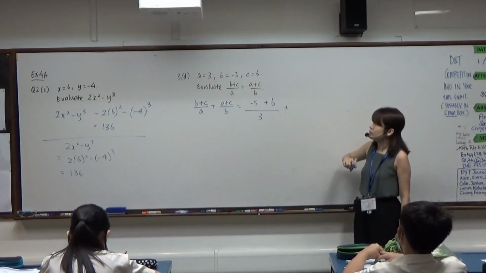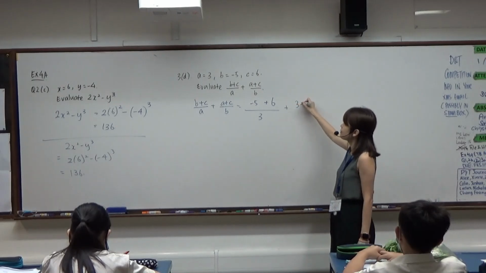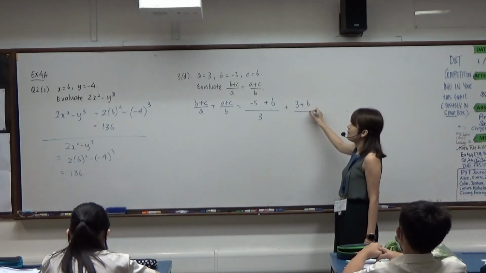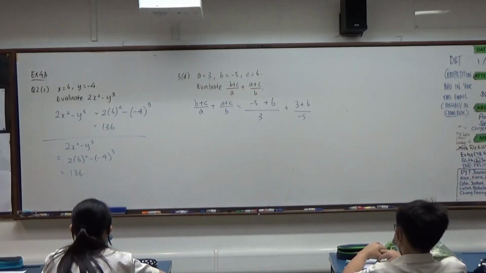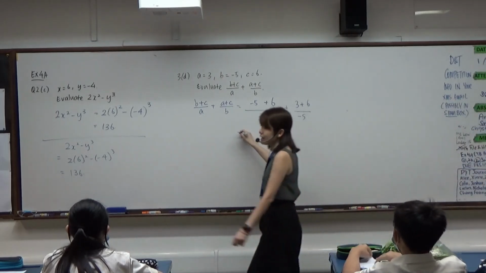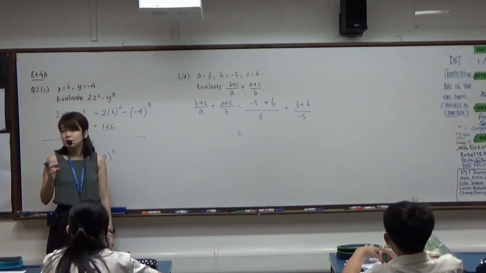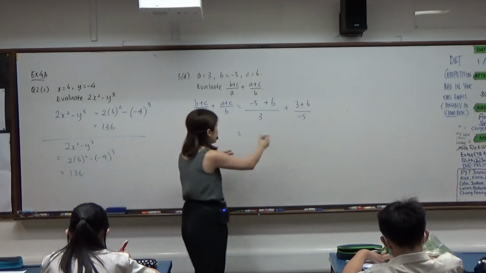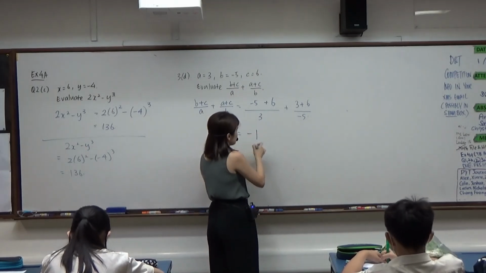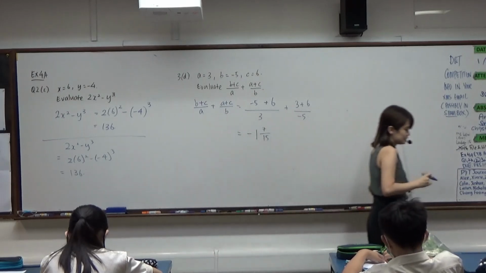We do the same for A plus C over B. So A is 3, C is 6, B is negative 5. And then we could press this into a calculator. What would we get? Negative 1 and 7 out of 15. Okay, thank you.